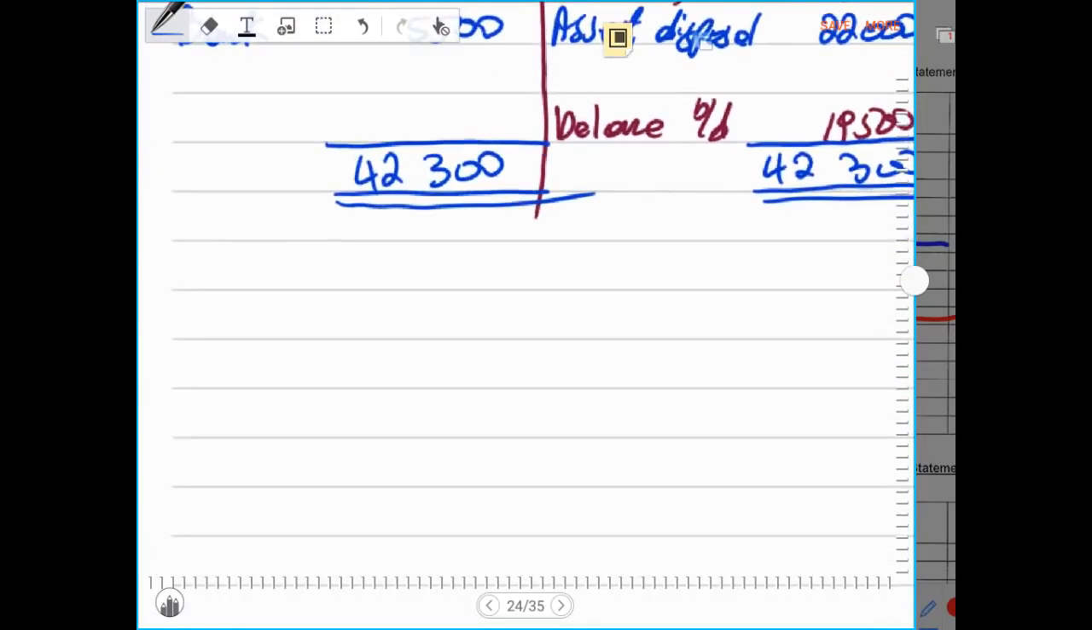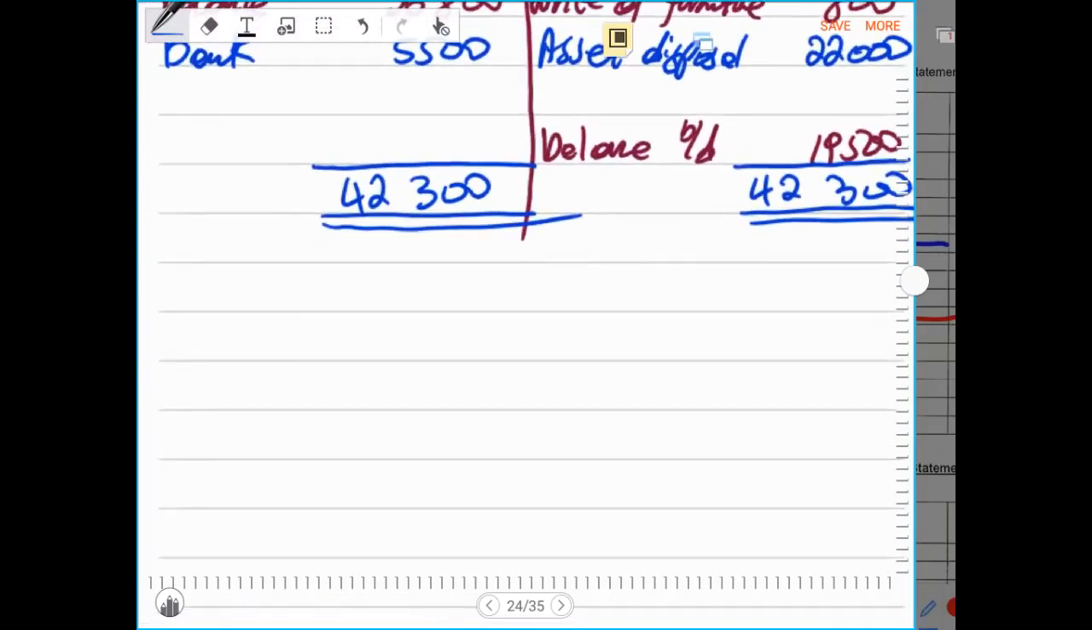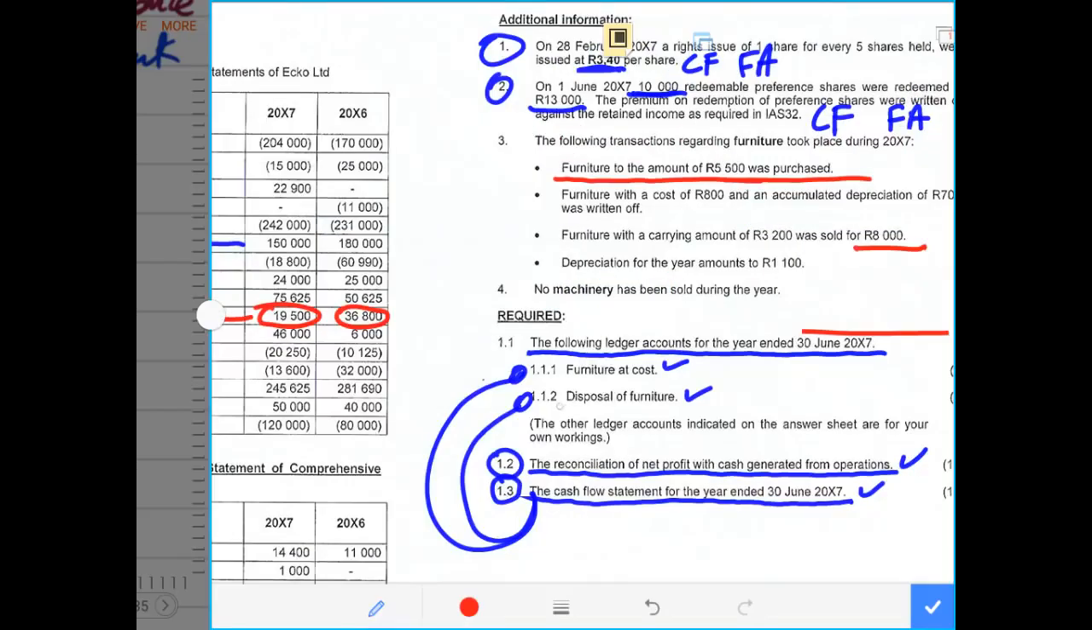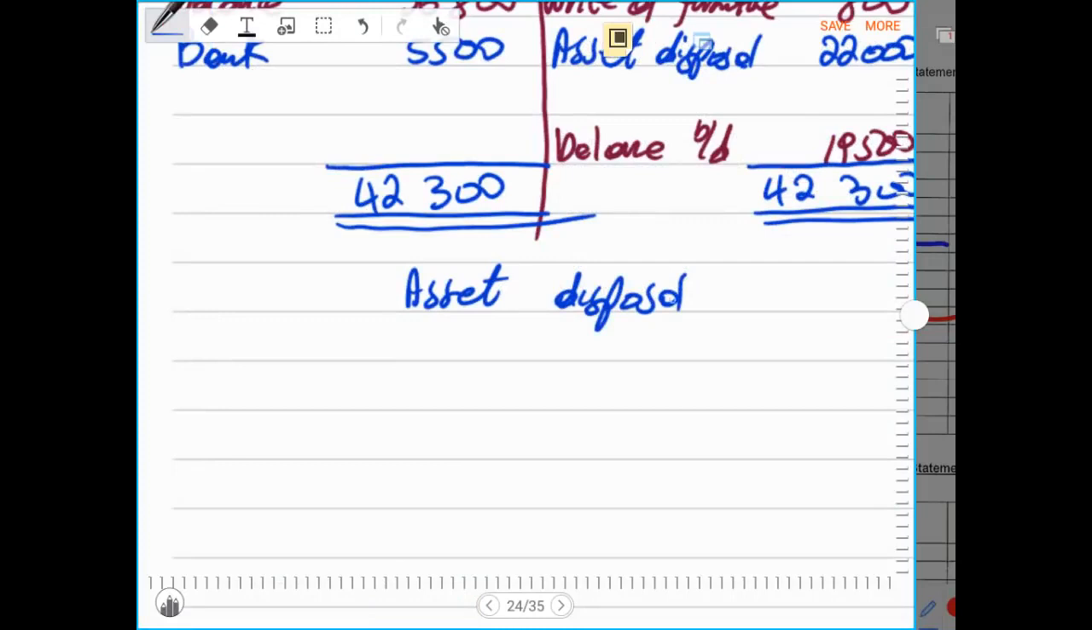Now the next ledger account that we need to do is the ledger account for the next requirement, which is asset disposal. Remember, asset disposal was requirement 1.1.2, or disposal of furniture. So now we are doing the disposal of furniture.